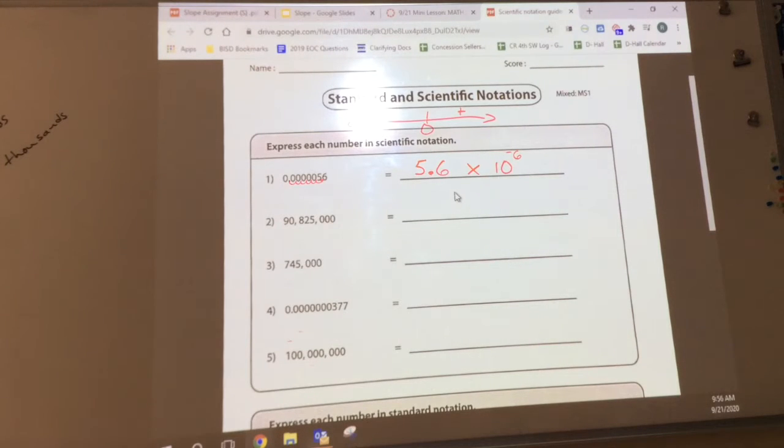We'll practice some more examples. Okay? Questions on number 1.